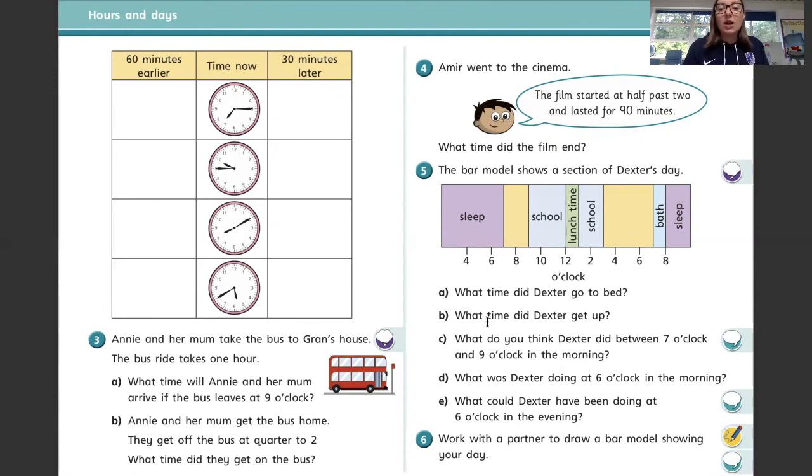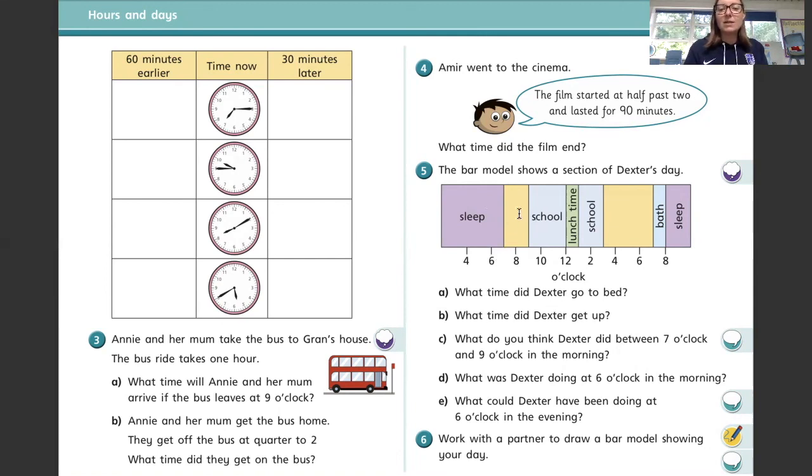Then we need to look at what time did Dexter get up. So getting up normally comes after our sleep that happens in the morning. So have a think about when he got up. And also the scale, you need to find the middle number here, which is between 6 and 8. So have a think about what number would go there. What do you think Dexter did between 7 o'clock and 9 o'clock in the morning?